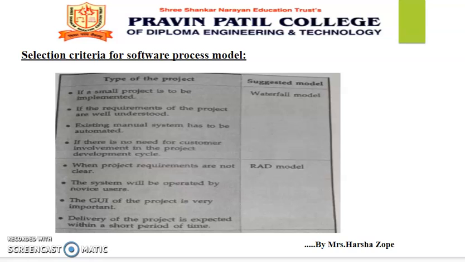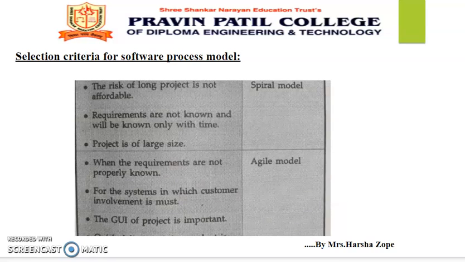The next is the spiral model. Then we will study when the spiral model is used. When the risk of a long project is not affordable, when the requirements are not known and will be known only with time, and when the project size is large, in that case the spiral model is used. When the particular project size is small, waterfall model. When the particular project size is large, then spiral model.